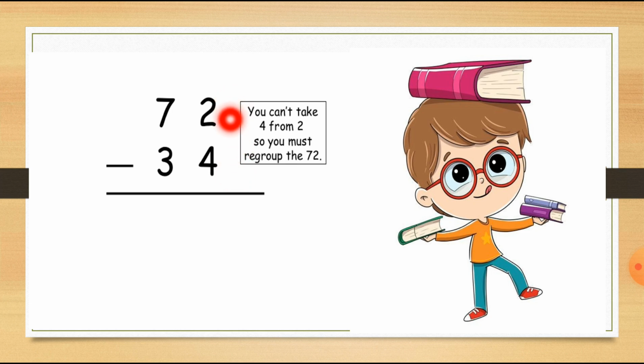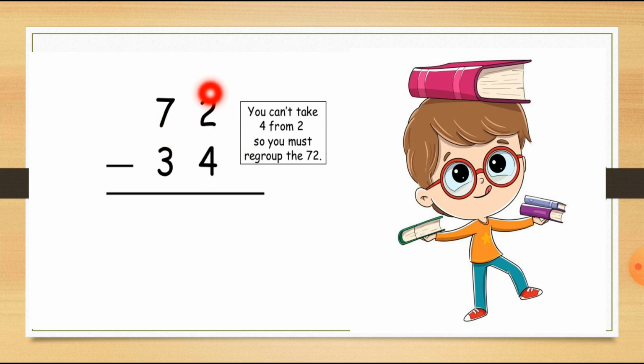So we can't subtract this 4 from this 2. We don't have enough to subtract the 4. So at that time we have to regroup the number. Again, I repeat, this number is 72, and this number is big, I know this, and here the 34, this number is small.